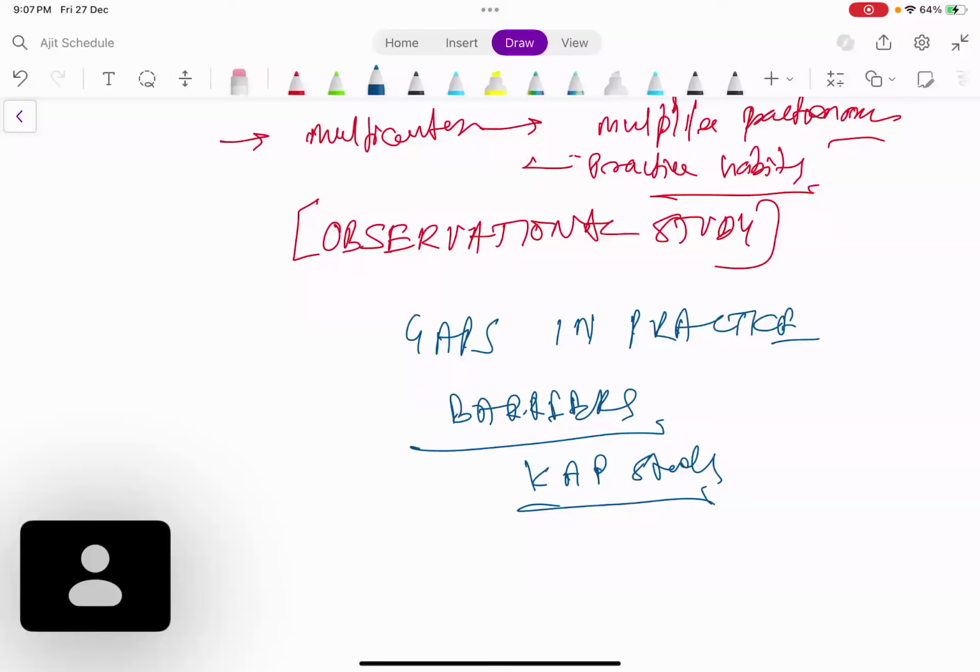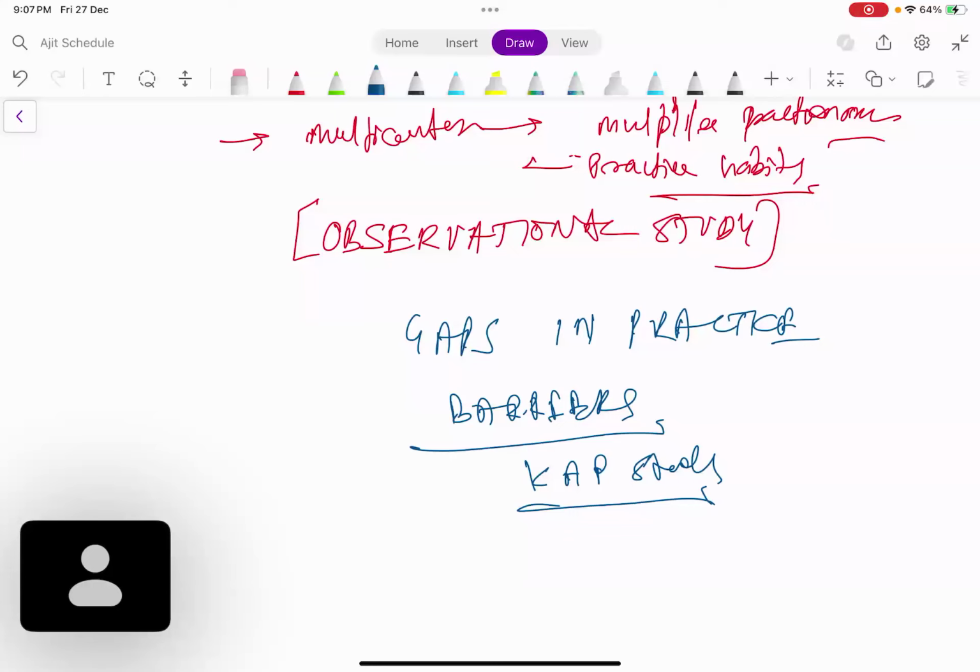Definitely, this is knowledge, attitude and practice. How much knowledge they have about these guidelines, how much attitude they have to practice that, and how much they are actually practicing. Attitude to practice means based on their population, their patients' financial condition, and affordability. Multiple things can be there. So based on these things, we see if they are actually practicing that or not, and what the barriers are.